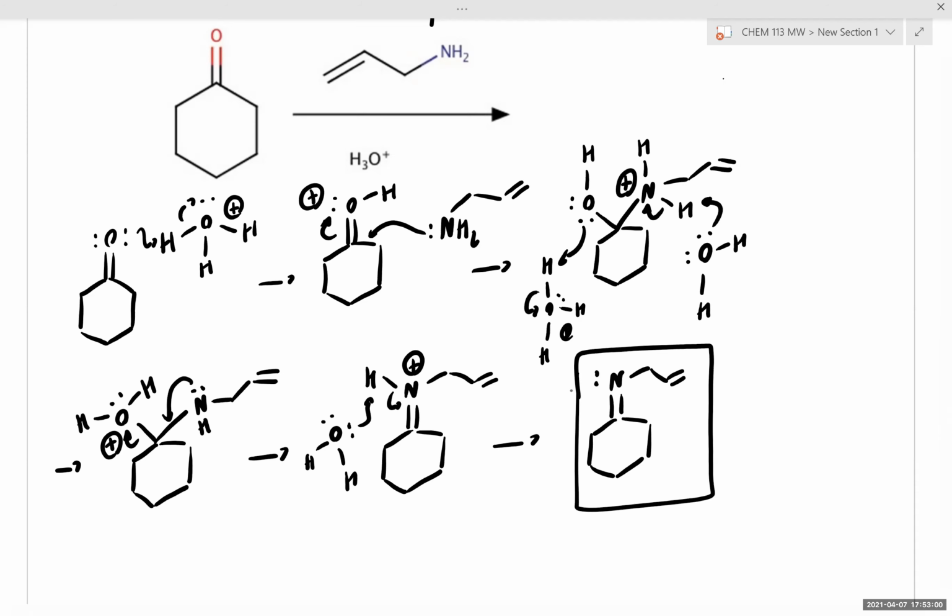Does this example make sense to everyone? Any questions on this example? Any questions or points of clarification for this example?